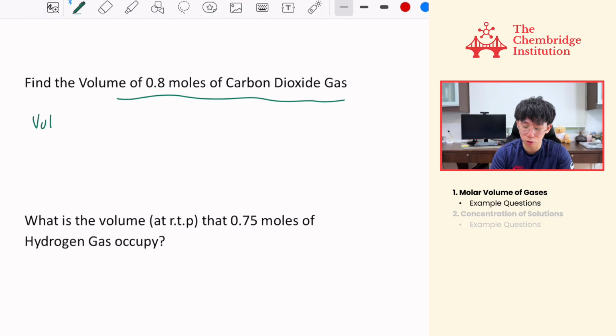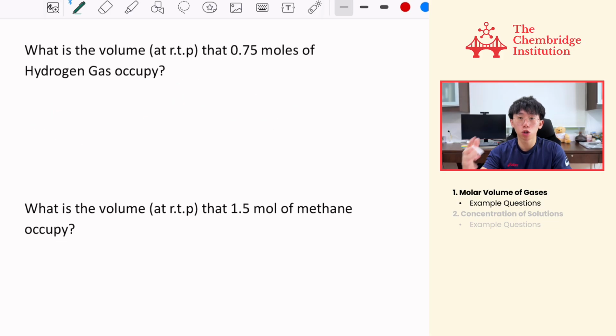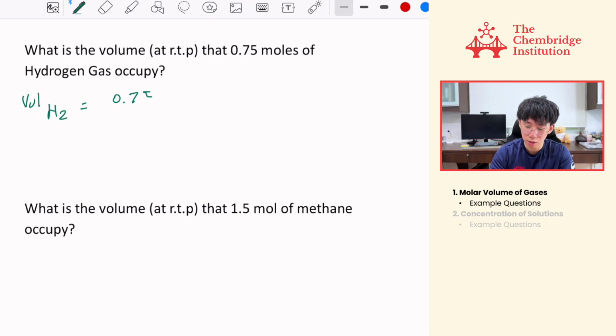Now, how about finding the volume of 0.8 moles of CO2 gas? Again, the volume of CO2 equals the number of moles times 24 dm³ if you manipulate the formula. So this will just give you 19.2 dm³. How about finding the volume at room temperature and pressure of 0.75 moles of hydrogen gas? Same logic: we take the number of moles times 24 dm³, and this will give you a value of 18.0 dm³.